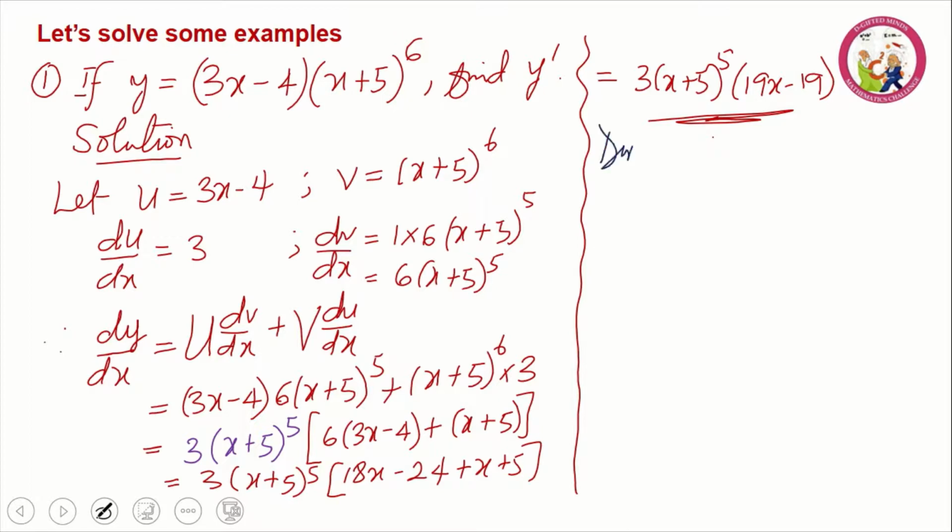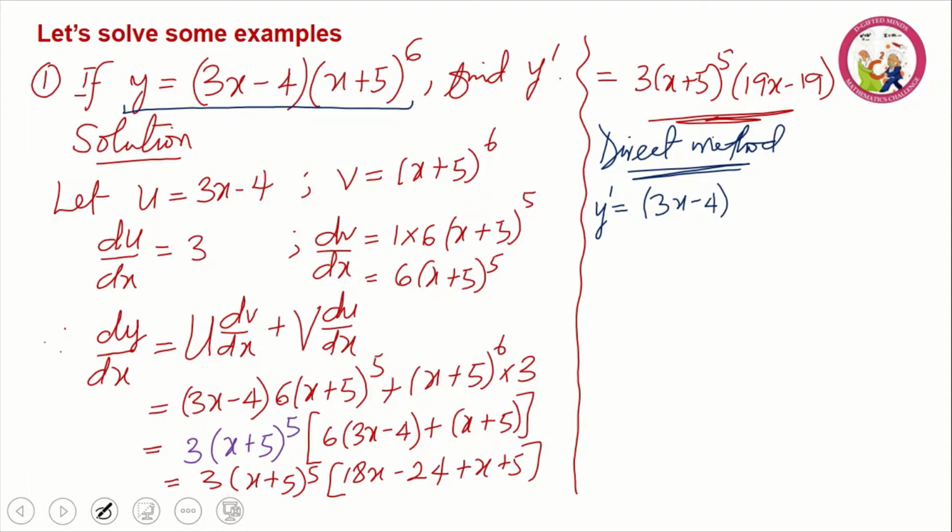Now let's see the direct application of the rule without writing down all the steps. So we have y already, which is 3x minus 4 times x plus 5 raised to the power 6. To solve for y prime, you state in your mind that you keep u, which is 3x minus 4, you differentiate v, which will be 6 times x plus 5 raised to the power 5, plus you keep v and differentiate u. The derivative of u is 3, times x plus 5 raised to the power 6.